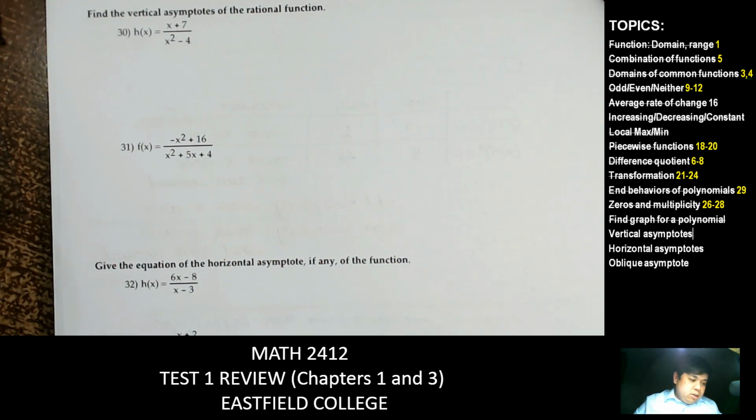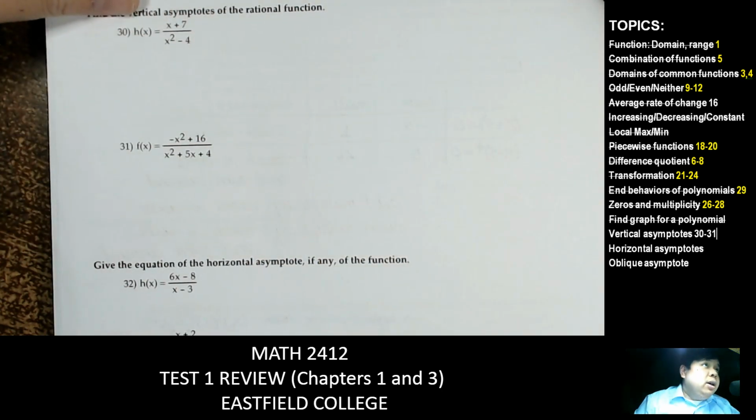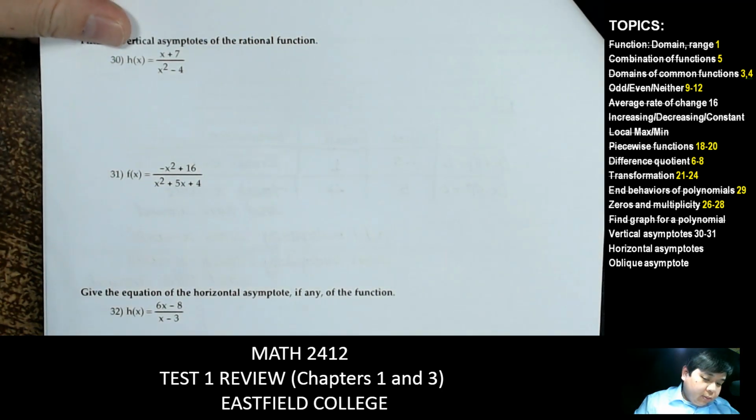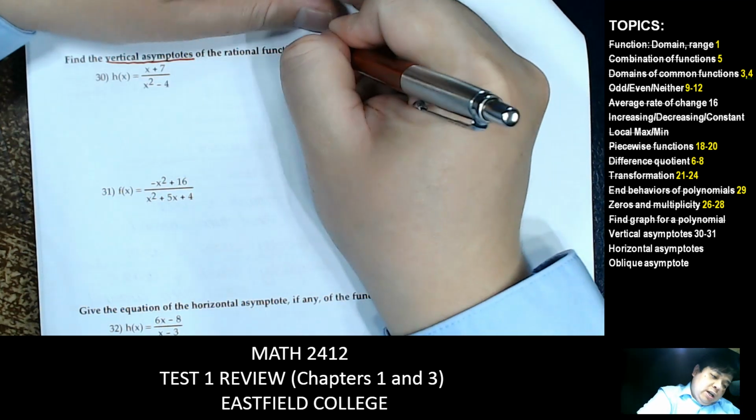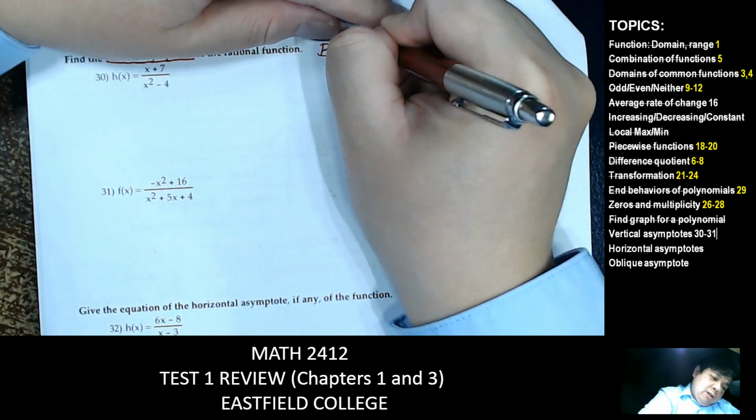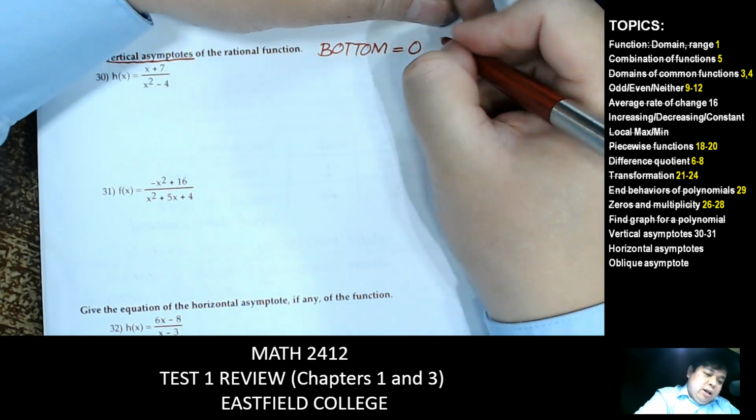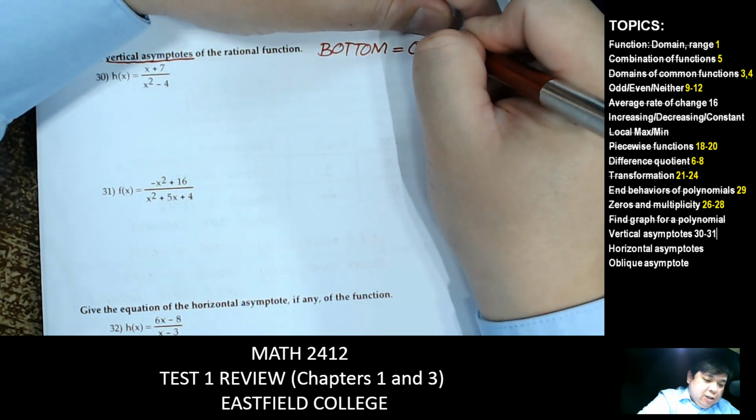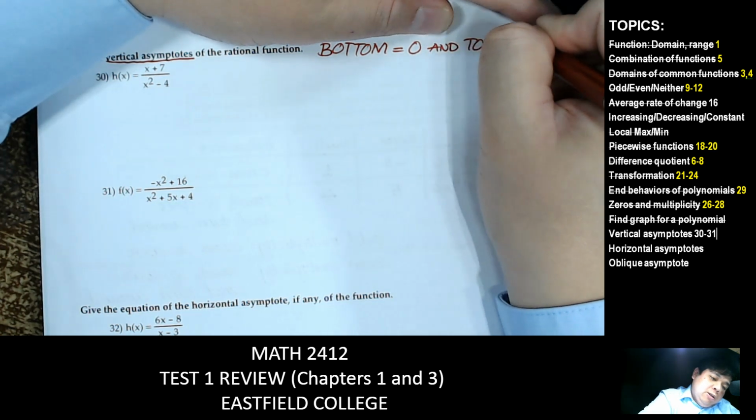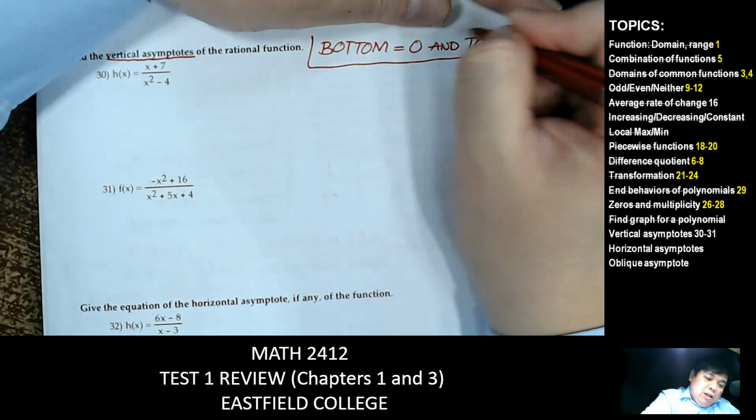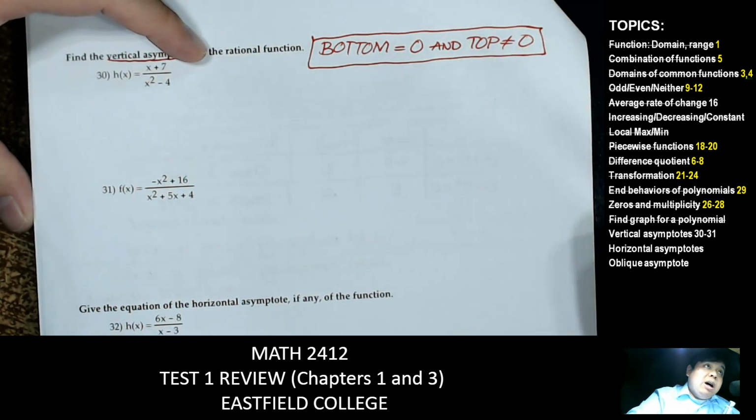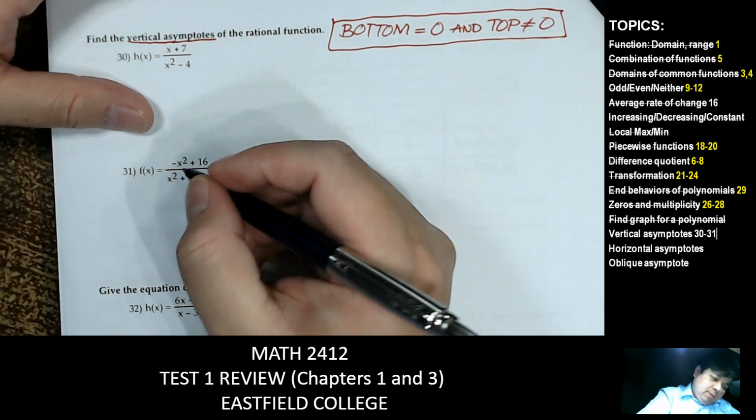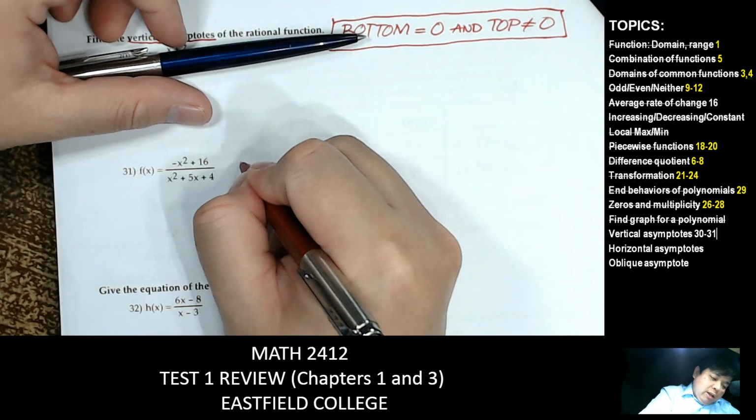Next, vertical asymptotes. 30 and 31. Let's look at this. So to find the vertical asymptote, we need to have two things. The bottom equal to 0, but the top is not. So we need that for the vertical asymptote. Right. I'll look at 31. 31, we start with bottom equal to 0.